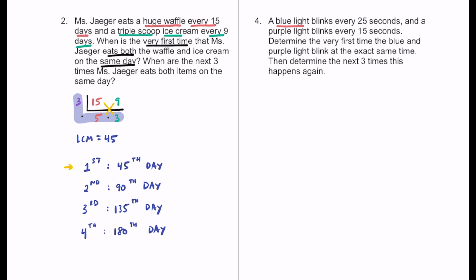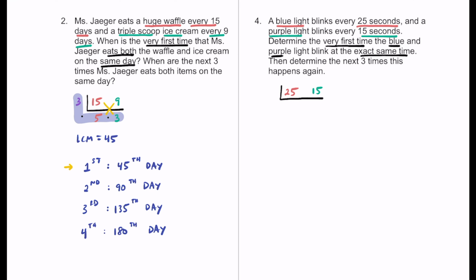So a blue light is going to blink every 25 seconds, and then a purple light is going to be blinking every 15 seconds. The question is, determine the very first time that the blue and the purple light blink at the exact same time, and then determine the next 3 times this is going to occur. Okay, so every 25 seconds, that's the blue light, and then every 15 seconds, that's going to be for the purple light. I know it's a little confusing, I'm not using those colors. I should have used blue and purple maybe.